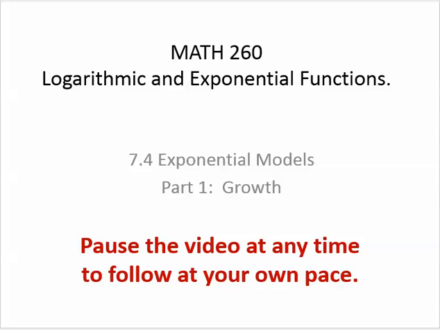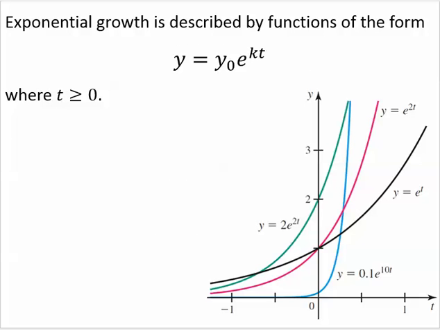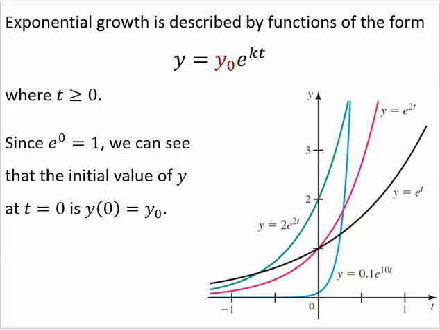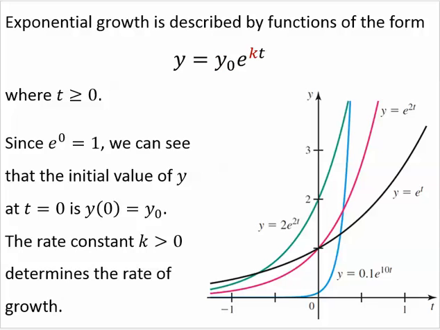Exponential models growth. Exponential growth is described by functions of the form y equals y naught times e to the kt. Since e to the 0 equals 1, we can see that the initial value of y is y naught. The rate constant k determines the rate of growth.